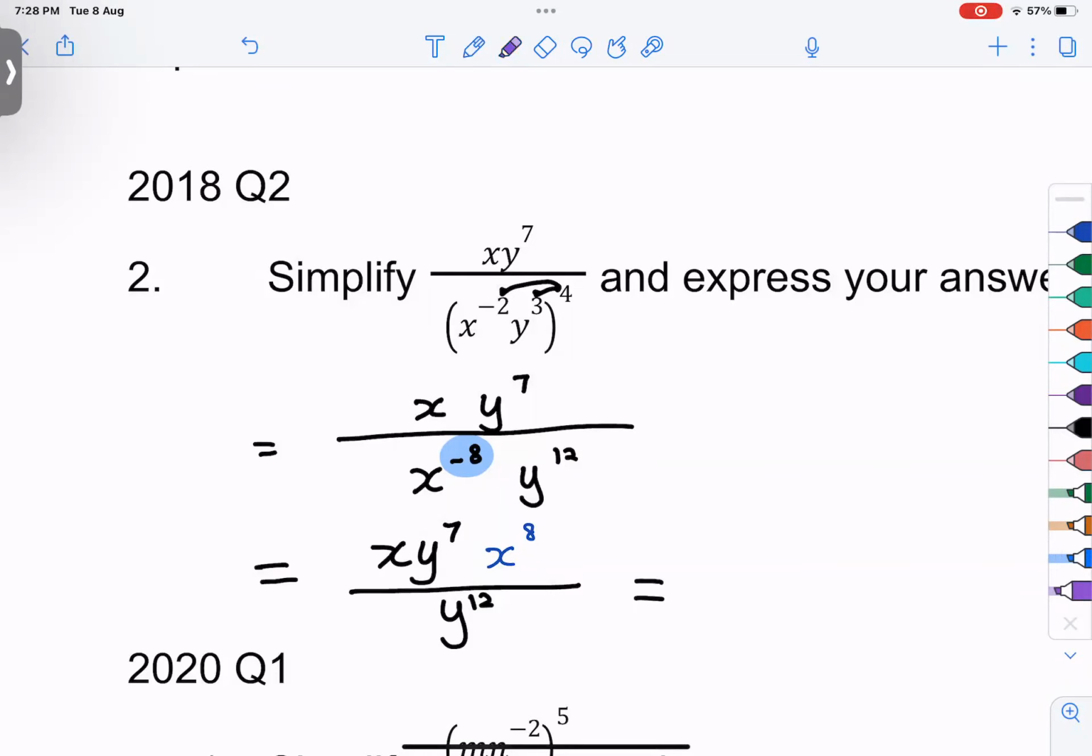If they are on the same stages, add up the power. Hidden one there, so x^9. And then for the y, which one is bigger? The downside is bigger, so put it there.